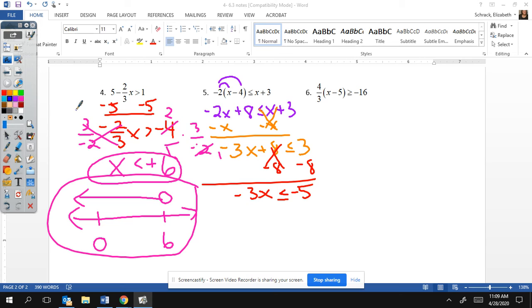And the very last step is dividing both sides by negative 3. Again, I'm dividing by a negative, so that means my inequality symbol flips. These two negatives become positive, and 5/3 can't be reduced. So our answer is x is greater than or equal to 5/3.